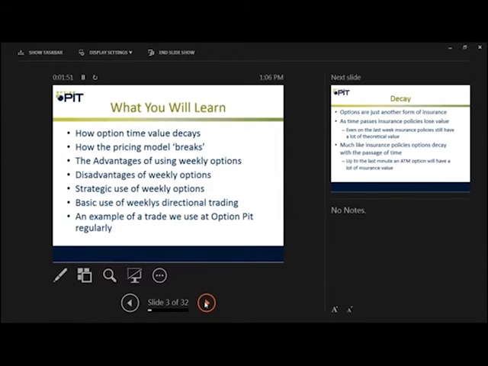So here's what you're going to learn. You're going to learn how option time value decays and how the pricing model breaks, the advantages and disadvantages of using weekly options. I'm going to teach you how to use some strategy around them, and give you some basic use of directional trading, using an example of something we might use in option pit.